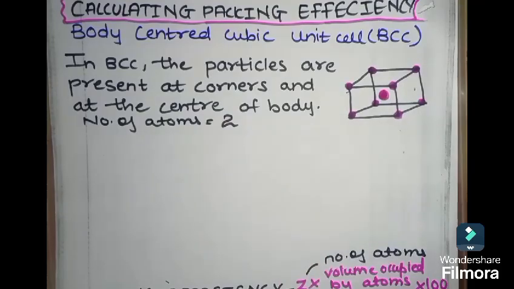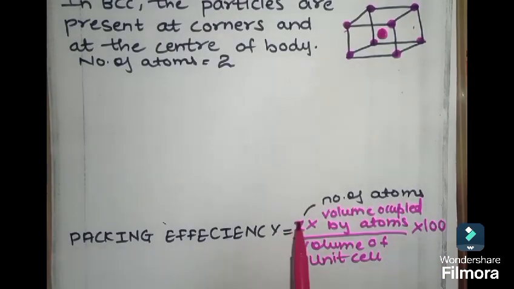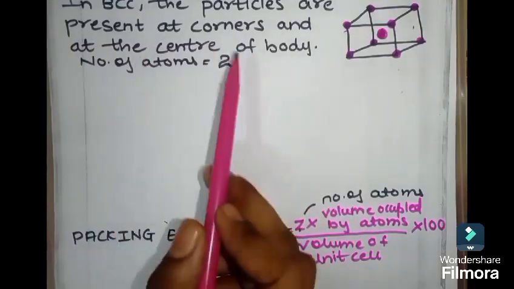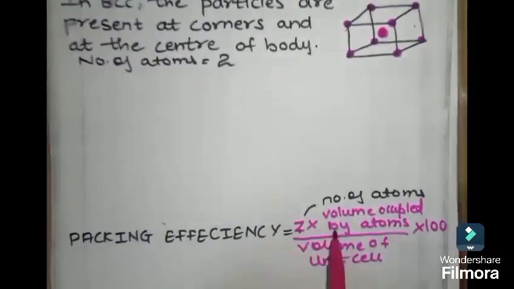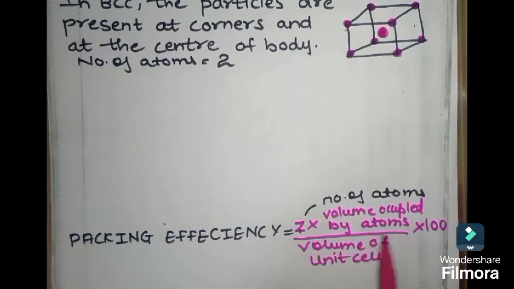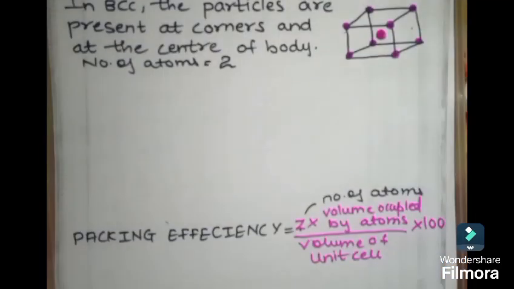Now, in today's lecture, we are going to calculate the packing efficiency. So for that, we have the formula over here. Packing efficiency is equal to Z. It is nothing but the number of atoms that we have already derived. So for BCC, it is 2. And then into volume occupied by atoms. So my dear students, here the atoms are the spheres, right? And we know the volume of sphere is 4 by 3 pi r cube. So we have to find out the value of radius, and then there is the denominator volume of unit cell.